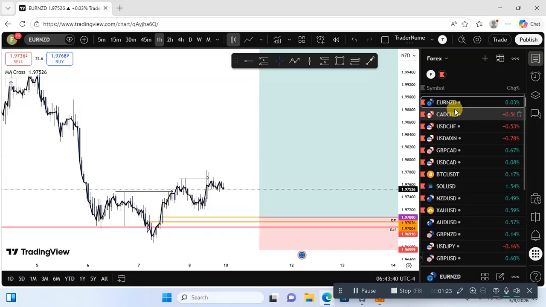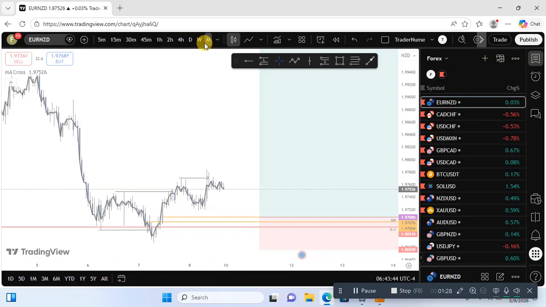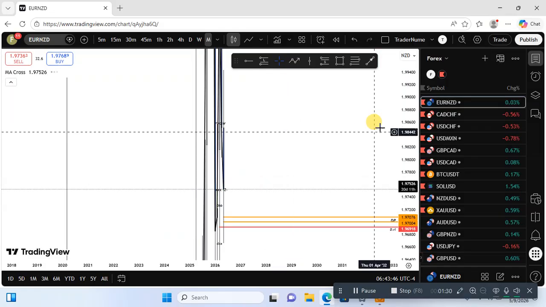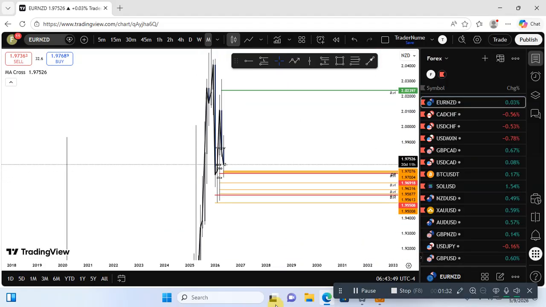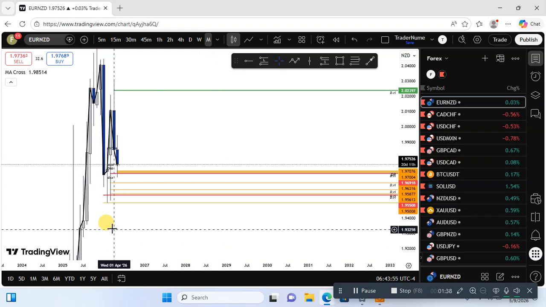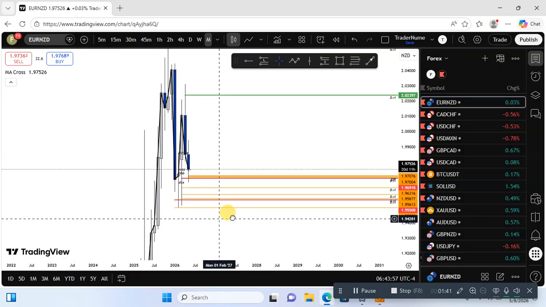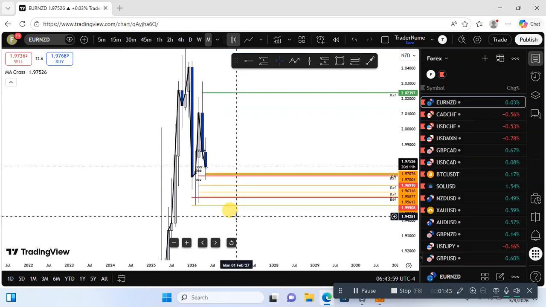So this is Euro NZD. So we are going to go to the monthly time frame. Let's see where price is reacting. We are going to be using the key levels to determine where price is reacting from, right?